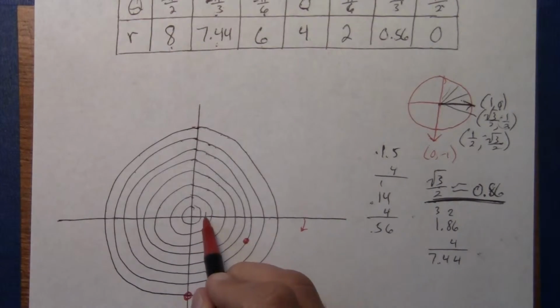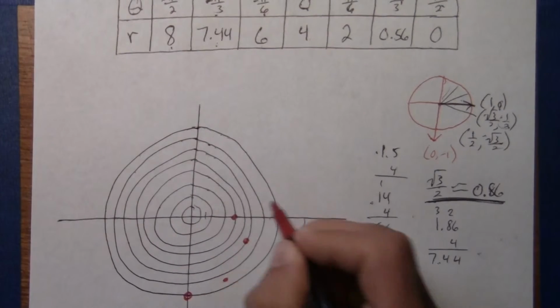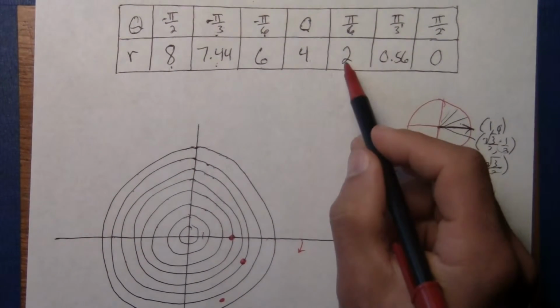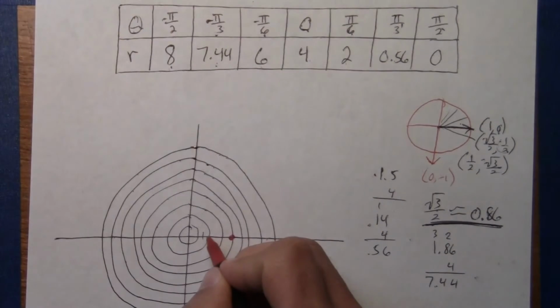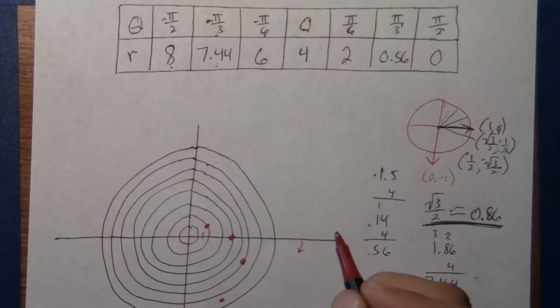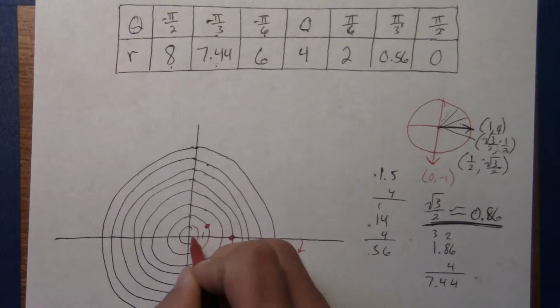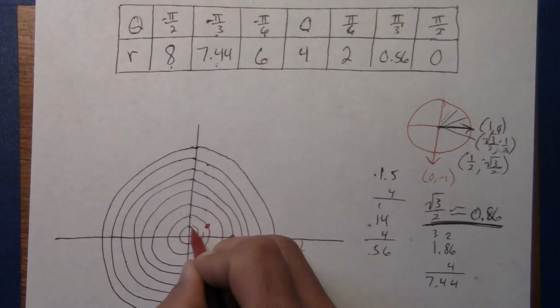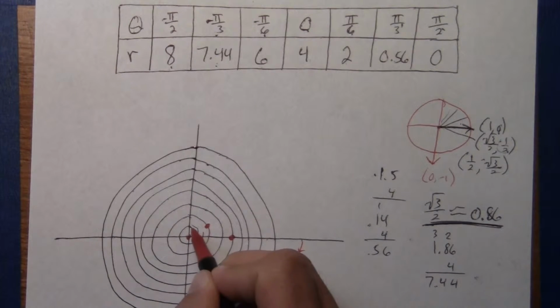r this time is 4. 1, 2, 3, 4. Rotating it 0, so don't move at all. It's right there. Next is 2. Go to the second ring, and rotate it pi over 6, or 30 degrees, so about there. Next is 0.5. Rotate 60 degrees, so it's about here. And then 0, doesn't matter how you rotate, it's going to end up here.